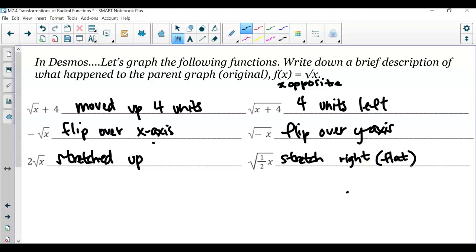So now there's some of this we're going to also make sure to convert and change to mathematical vocabulary.